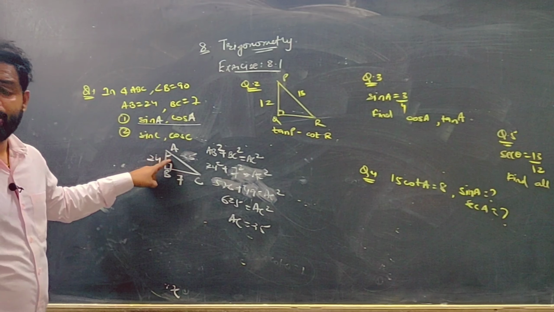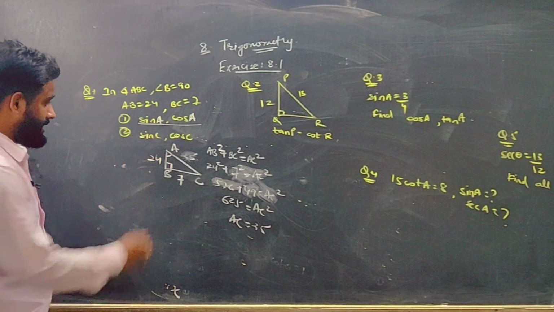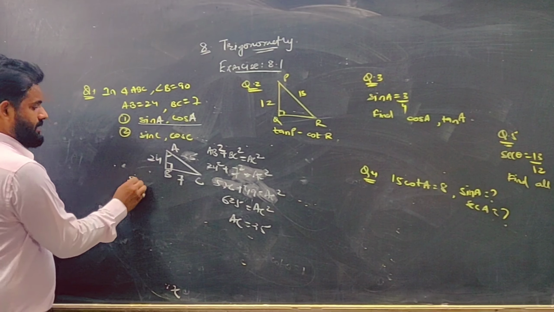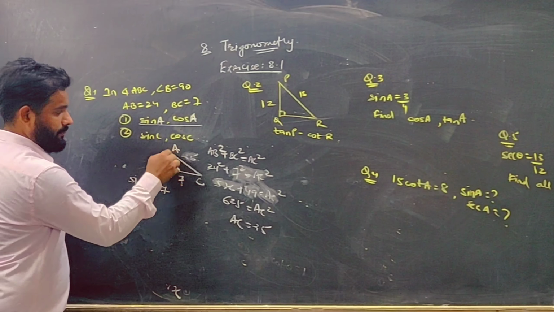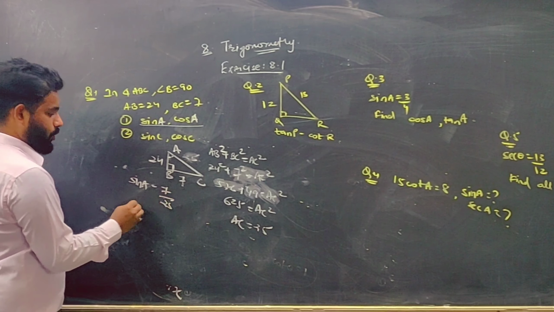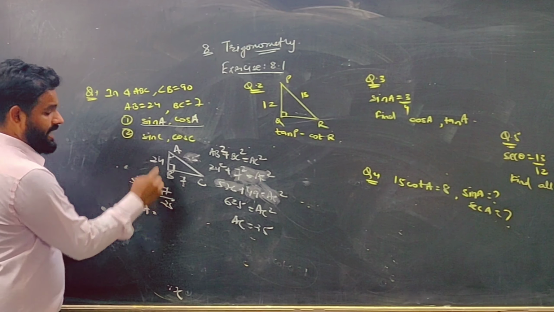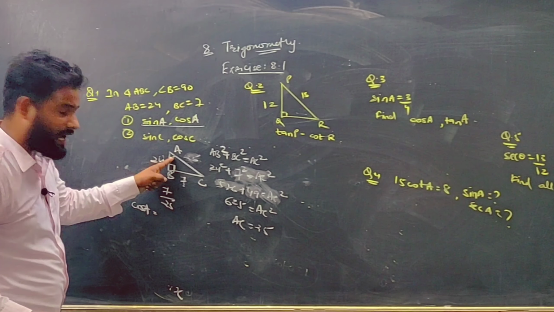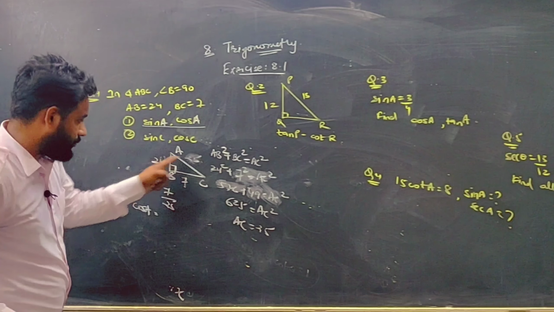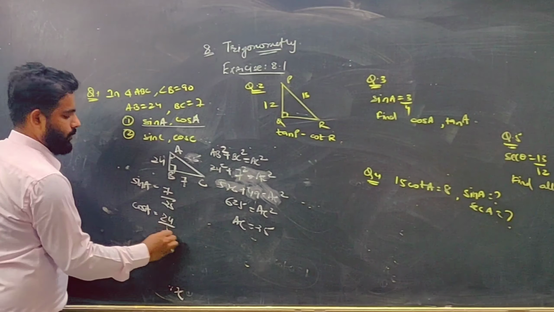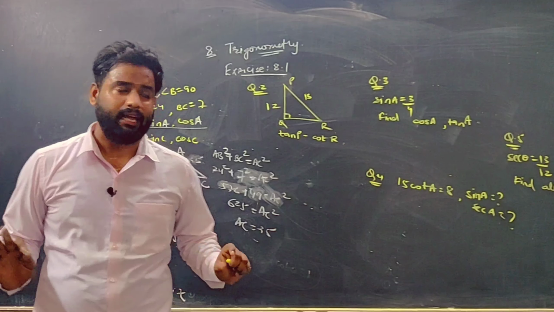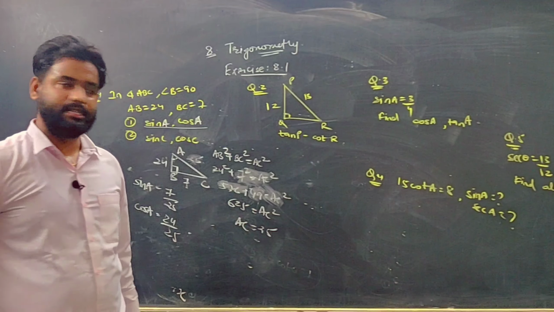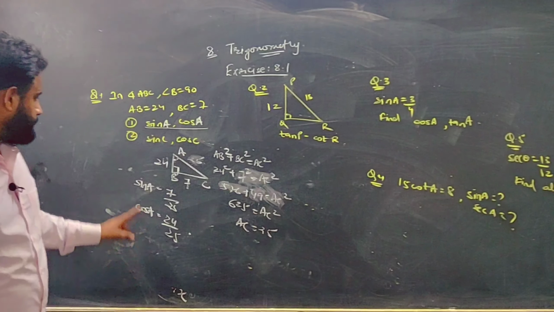So sine A, you should know the formula. Sine A is opposite upon hypotenuse. What is the opposite of this A? 7 upon hypotenuse, which is 25. Cos A is adjacent upon hypotenuse. What is the adjacent to this A? This 24. So the answer will be 24 upon 25. If you have covered the theory part thoroughly, you will not find any problem here. This is the easiest exercise.